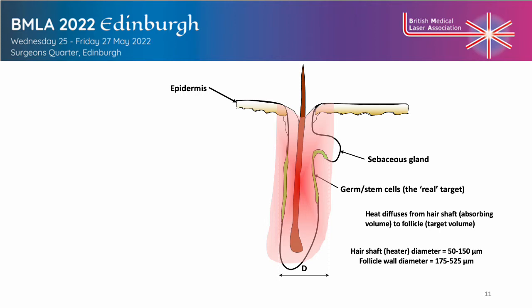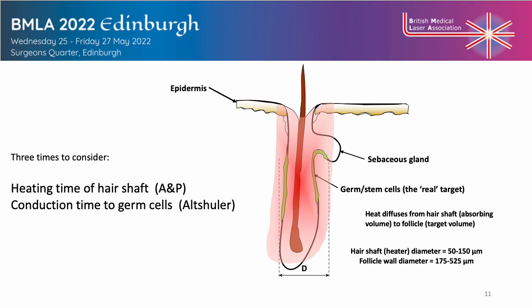As the heat spreads out, you can see from this image that we can get heat out to the stem cells, but the question is, will it be sufficient? So there are 3 times we need to consider here. The first is the heating time of the hair shaft itself, and that's what Anderson and Parrish essentially considered.